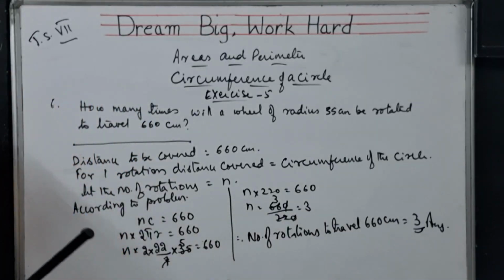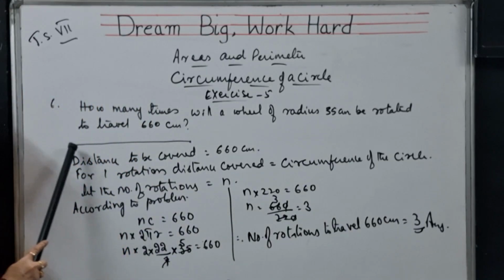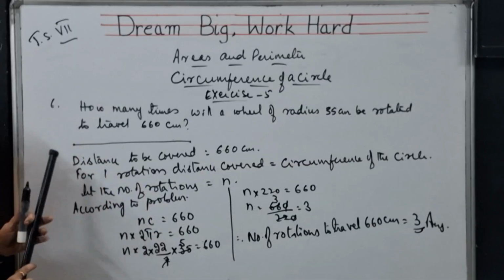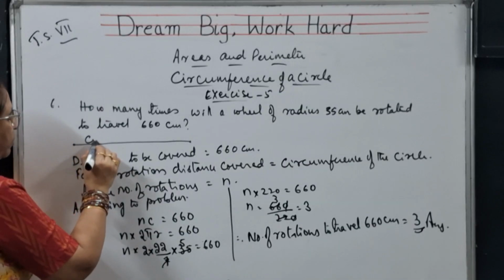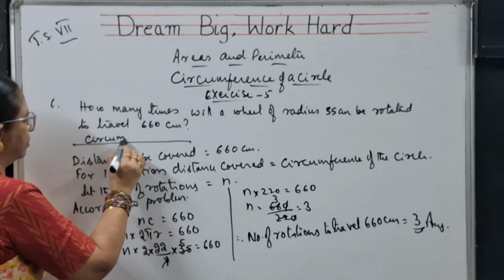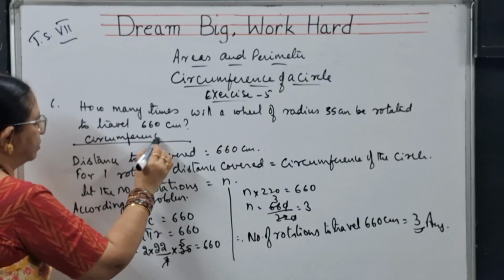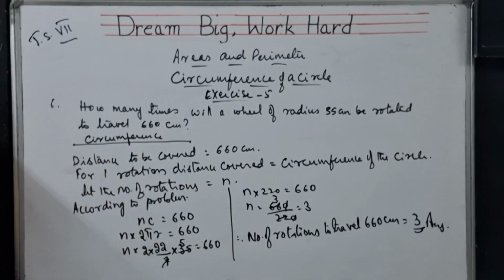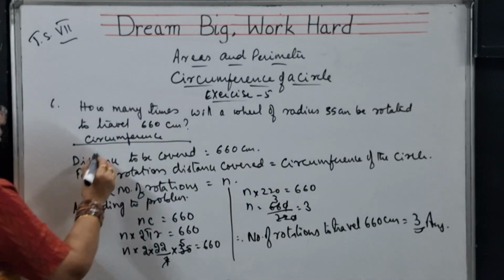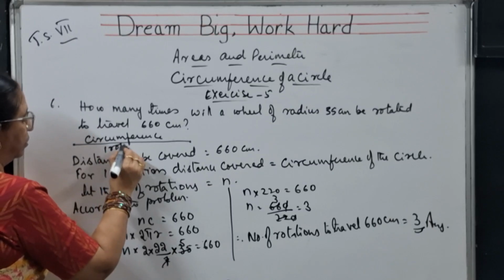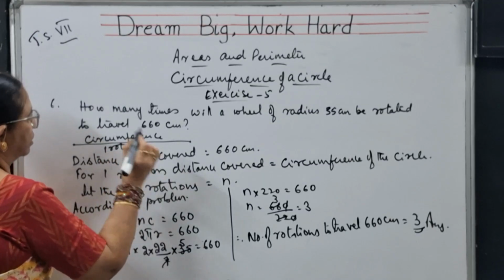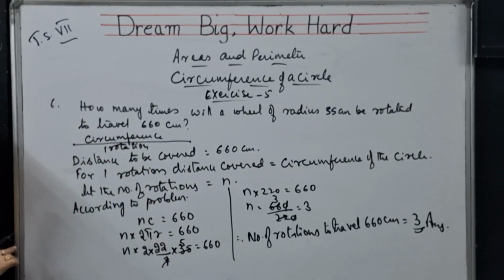So let me explain once again. I have shown you, children, how it covers one circumference. This is the circumference, the distance traveled by any wheel for one rotation. The rotation here is one rotation. For one rotation, the distance covered by the wheel is the circumference.